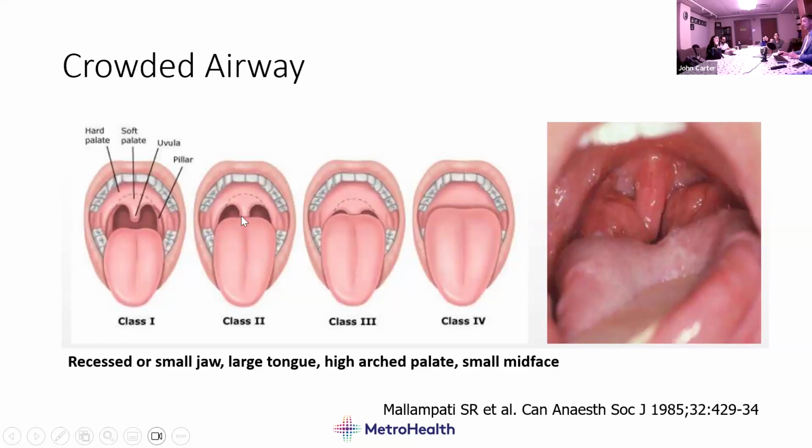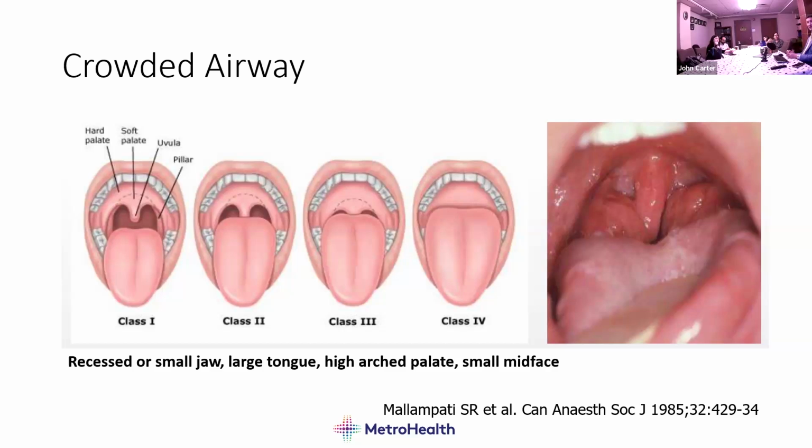A class 2 airway, the tip is occluded, but you can see most of the body of the uvula. A class 3 airway, you can see only the base or root of the uvula, but the soft palate is visible. And in a class 4 airway, which is a lot of what you're going to see in adult OSA patients, the soft palate's fully occluded, only the hard palate is visible.